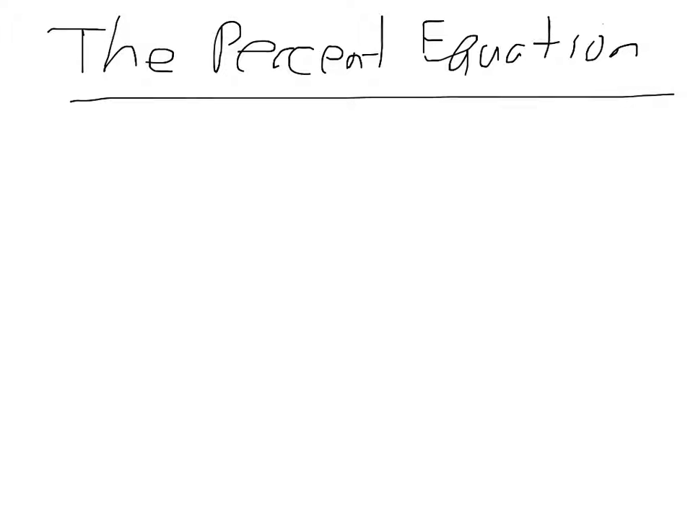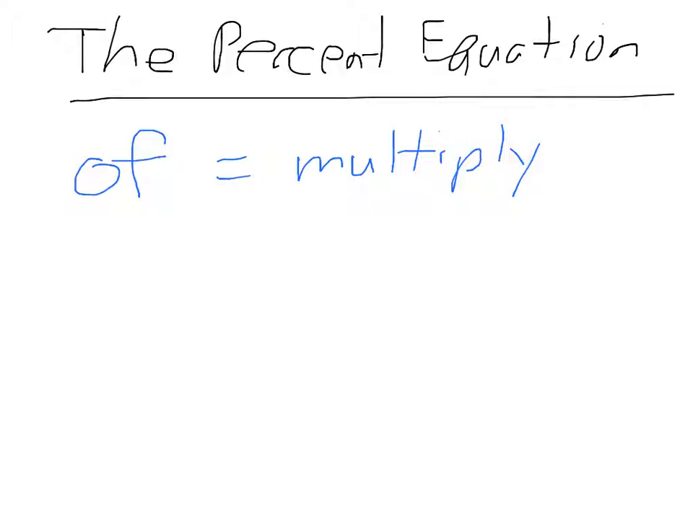But before we get into that, let me ask you a question. In mathematics, what does the word of mean? What does the word of mean? Multiply. Of means multiply. What does the word is mean? Equals. Is means equals. Now I want you to remember those two words. That's very important to remember.